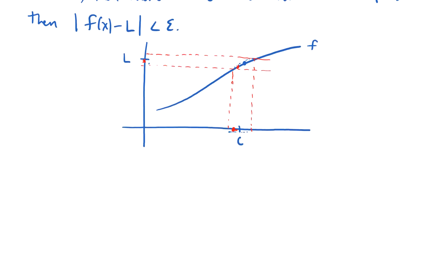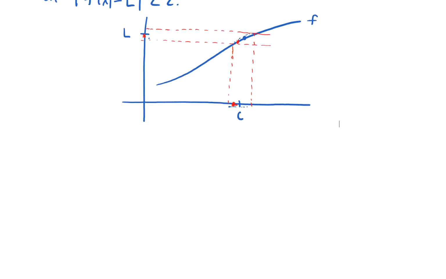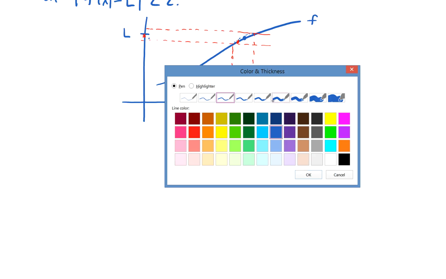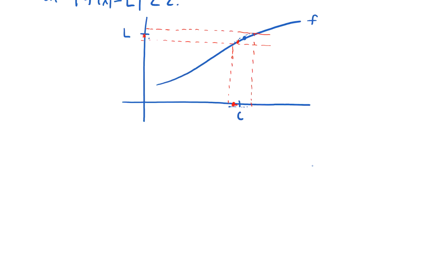So let's look at a specific problem here. Let me go back to not red here. Let me get it thicker. Okay, so let's look at the example. f of x is 2x plus 3. We want to show that the limit as x approaches 3 of f of x equals 9.